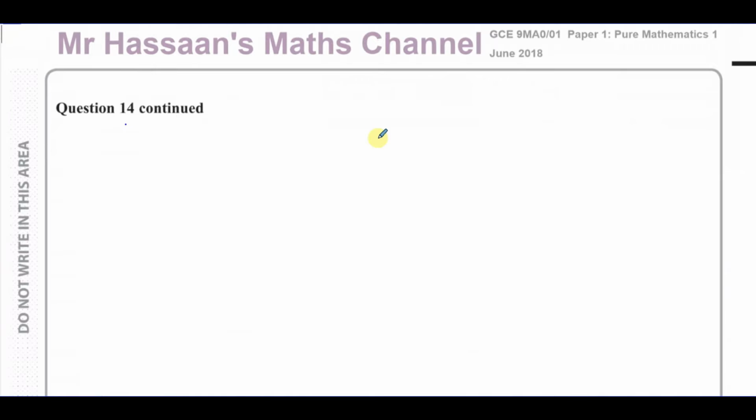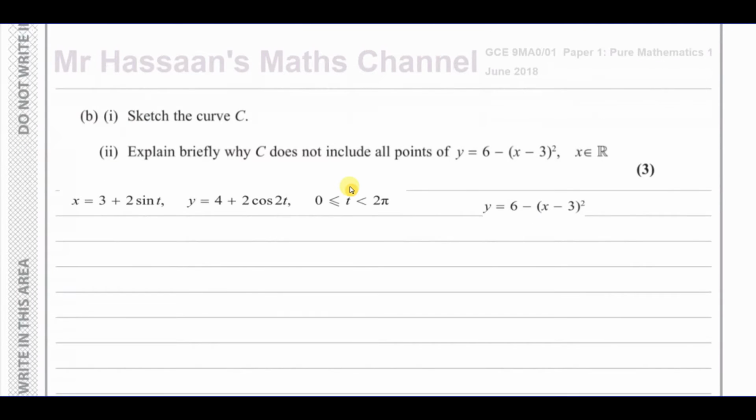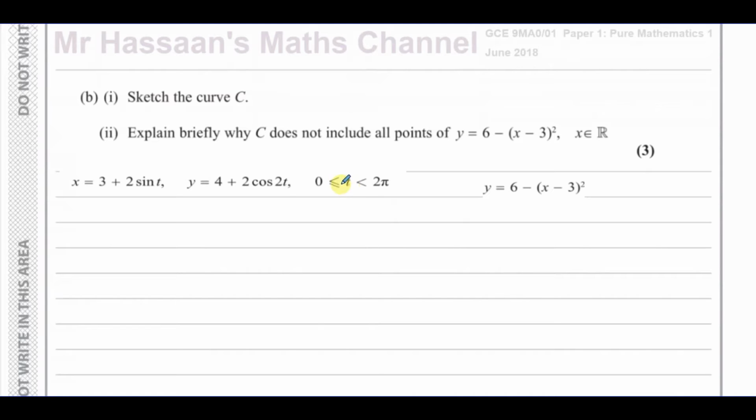Now for part B. There's a space on top here which I've left for the sketch. Part B, part 1, says sketch the curve C, and then explain briefly why C does not include all the points of y equals 6 minus x minus 3 squared. So part 2 is kind of giving you a clue as to how we should sketch it, in case we just go and sketch it.